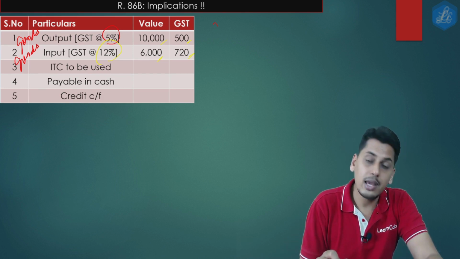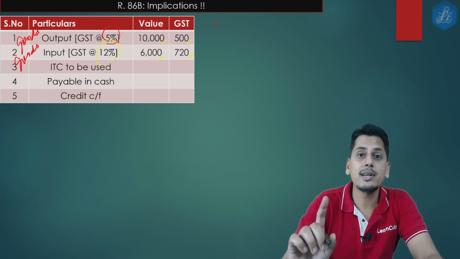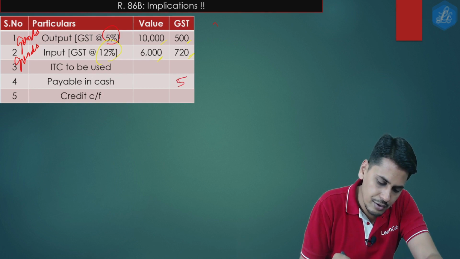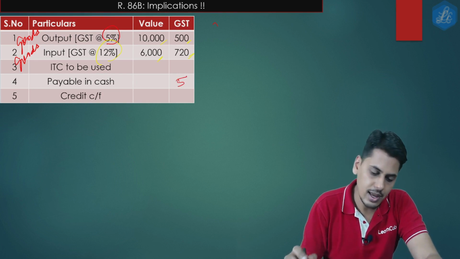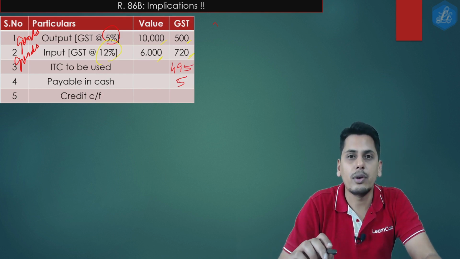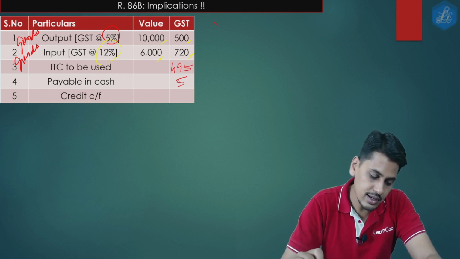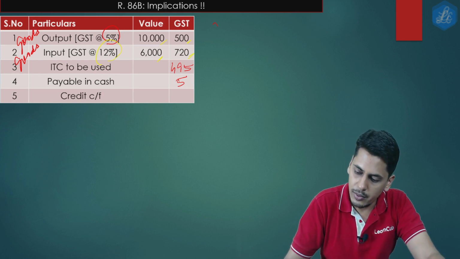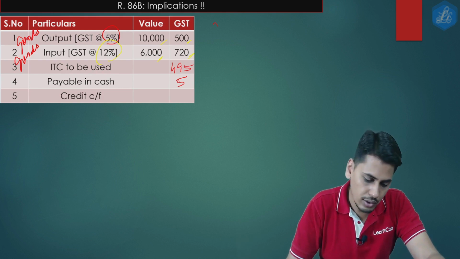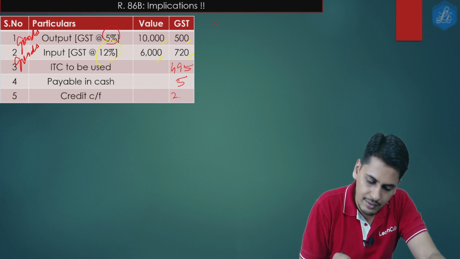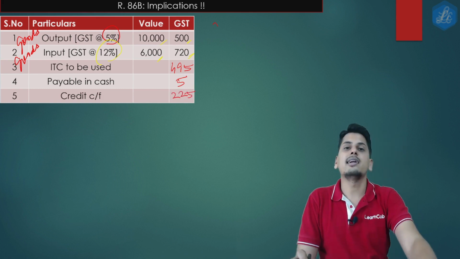Now friends, according to rule 86B, what is the amount which is payable in cash? At least 1% needs to be discharged from cash. So friends, out of 500, 5 is going to be paid through cash and only 495 is going to go from the credit ledger. So now friends, what is going to be the credit which is going to get carried forward? Here 720 is the total ITC which is available, out of which 495 is used. So here we have 225 getting carried forward.